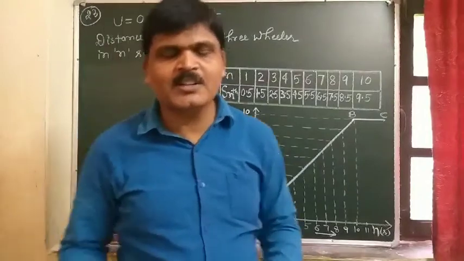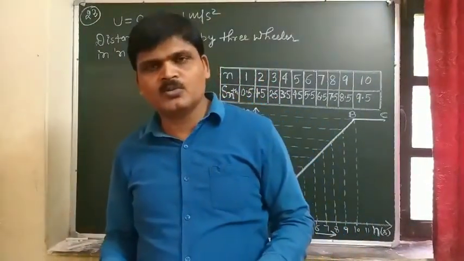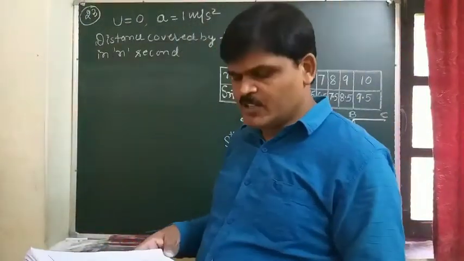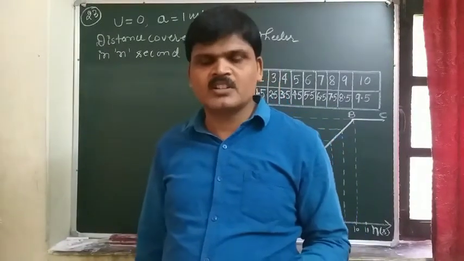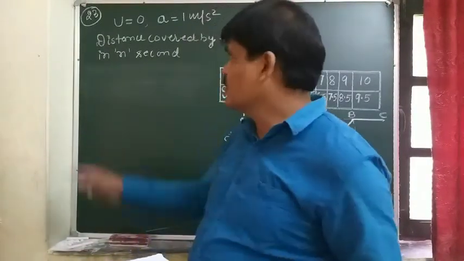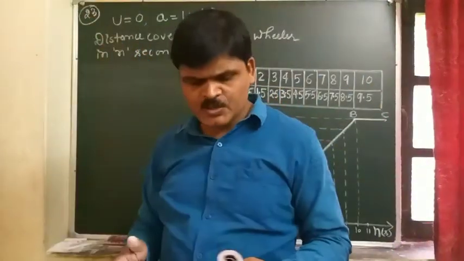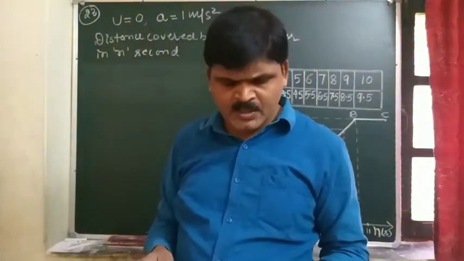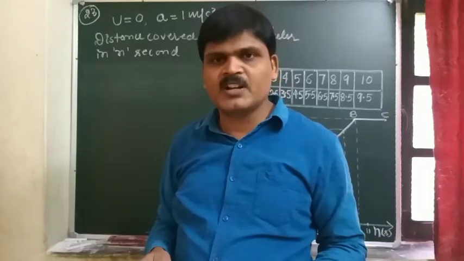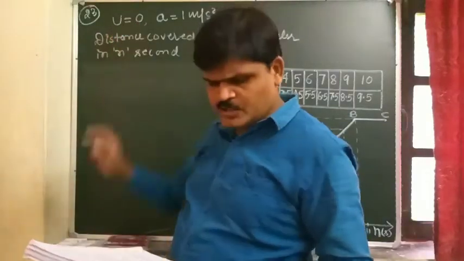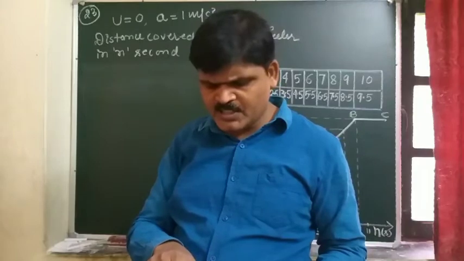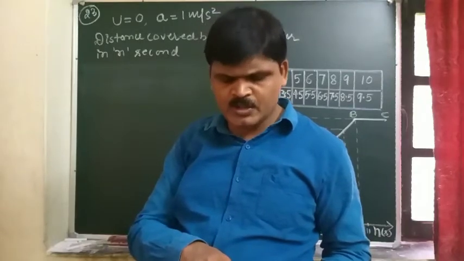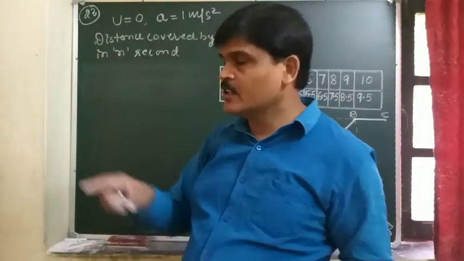Good morning, student. Today I am going to solve the numericals from the additional exercises of the chapter Motion in a Straight Line, and question number 23. Student, listen carefully. A three-wheeler starts from rest, u is 0, and accelerates uniformly with 1 meter per second squared on a straight road for 10 seconds.